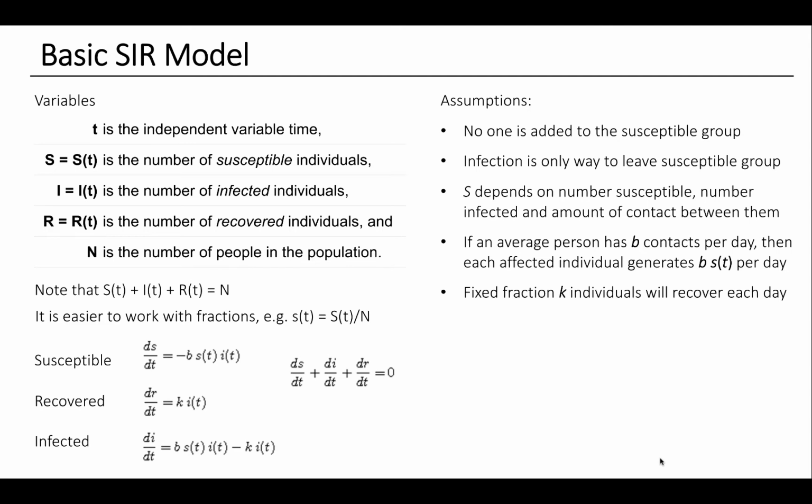And then the rate of infected over time is going to be B times s times i, which is, again, as you recall, the number of people susceptible, minus the number that are recovered. And then the sum of those three differential equations will be equal to 0. So that's our system of differential equations.